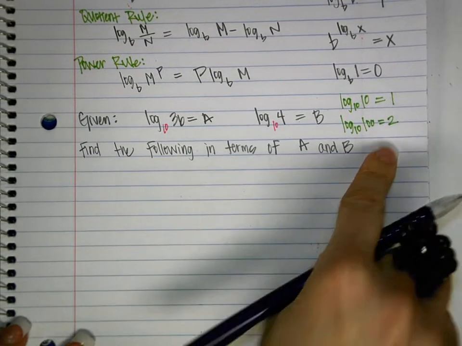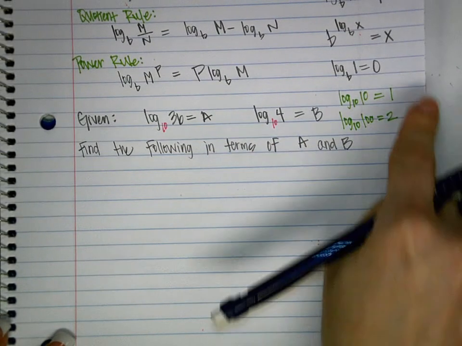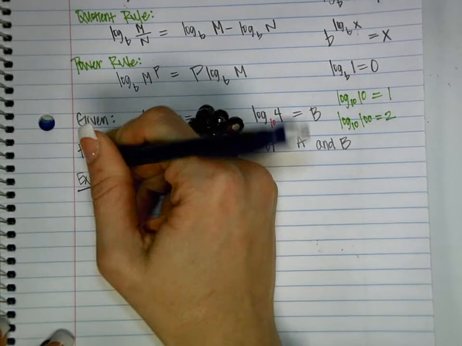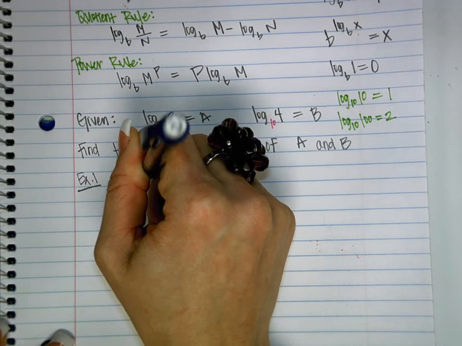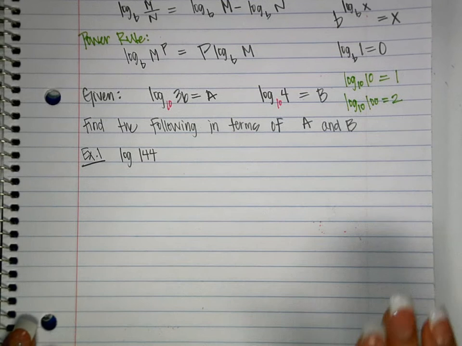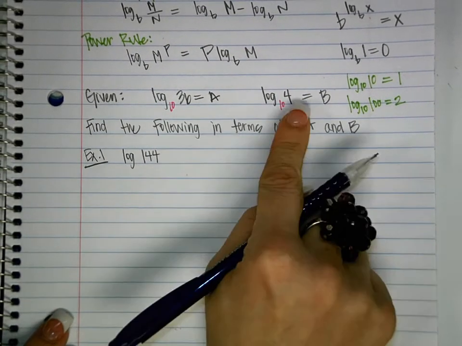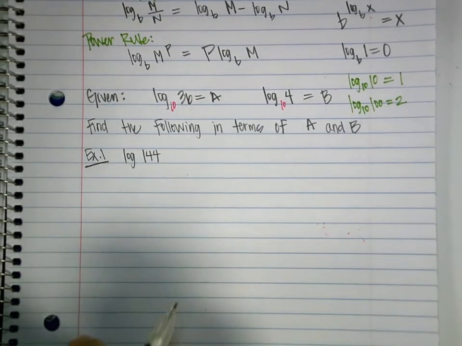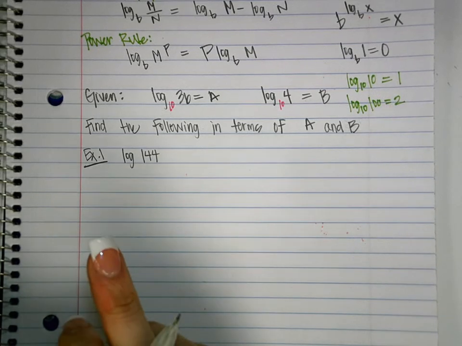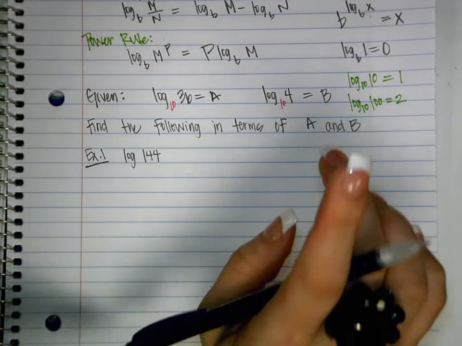At the beginning of your homework, I want you to write down the other things that you know that you are not given, the ones that you already have memorized. For example number 1, I would like you to find log of 144. How can I make 144 if I'm given 36, 4, and I know 10 and 100? Any ideas?